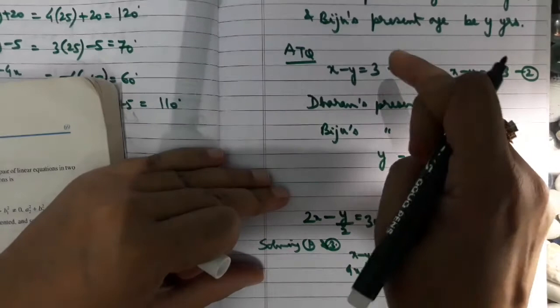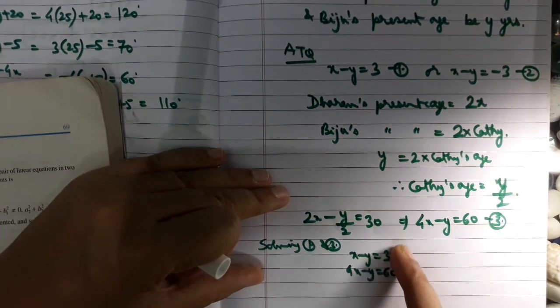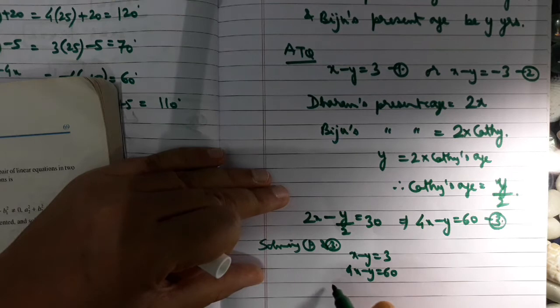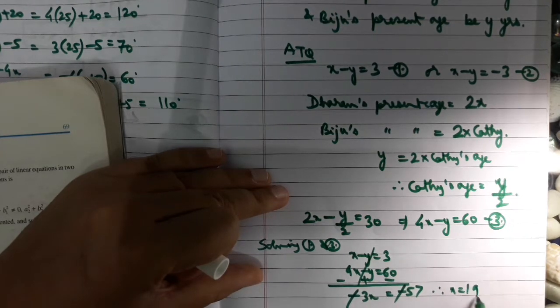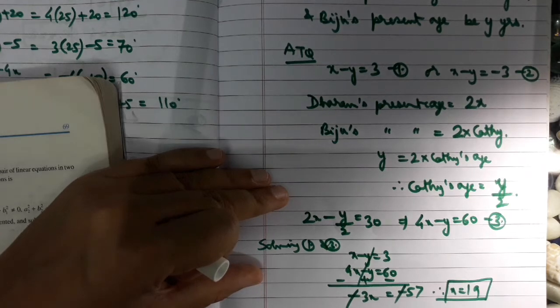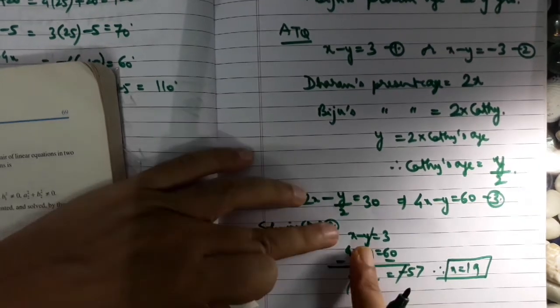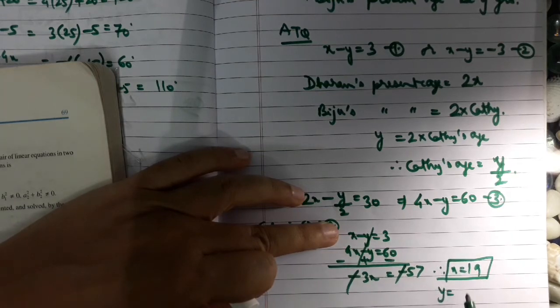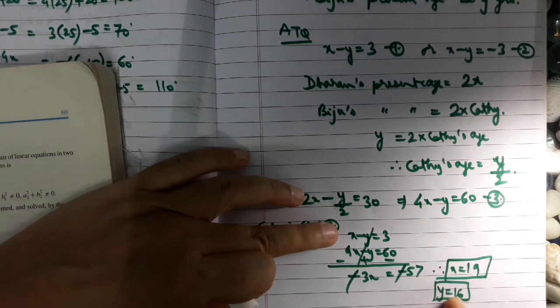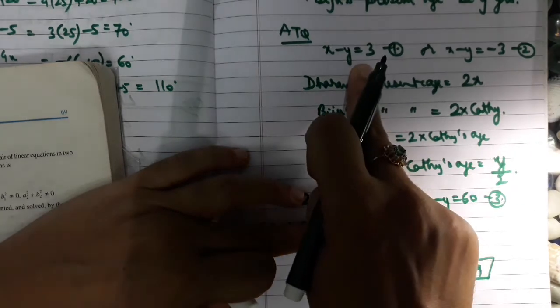Now we solve equations 1 and 3. So I have written the first equation and the third equation. Now we simply subtract the two equations. So this becomes minus 3x is equal to minus 57. So from here minus minus gets cancelled and the value of x obtained is 19. We substitute the value of x over here. So 19 minus y is equal to 3. So y comes out to be 19 minus 3, that is 16. So these are the values of x and y for this case.